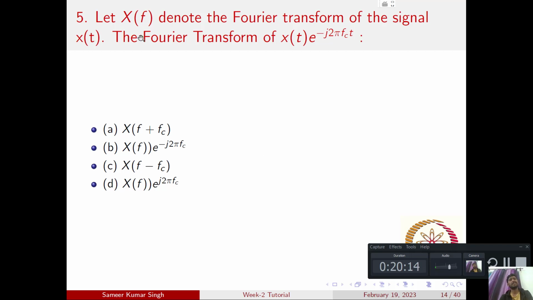Last 20 seconds. Please try this. The question is, we have to calculate the Fourier transform of this term. We are multiplying e to power minus j2 pi fc t with x(t).